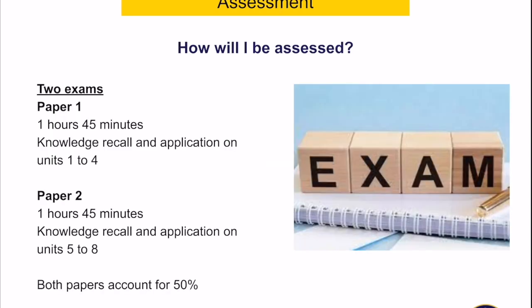There are 2 exam papers in physics, both of equal weighting. The first covers the first 4 topics, while the second paper covers the second 4 topics. Both exam papers will test students' ability to recall knowledge, apply their learning, and interpret new scenarios.